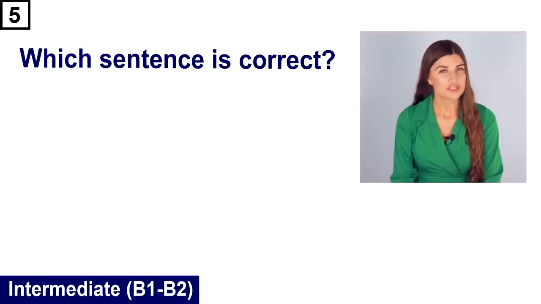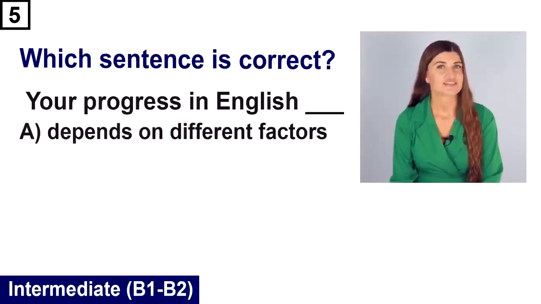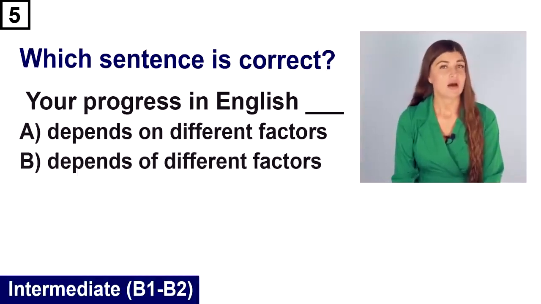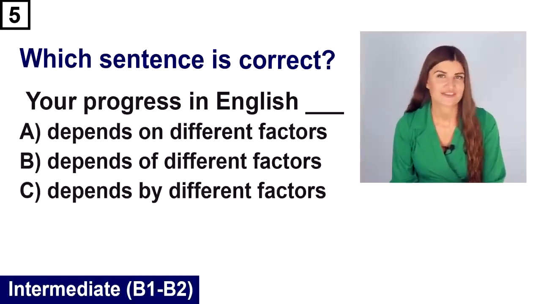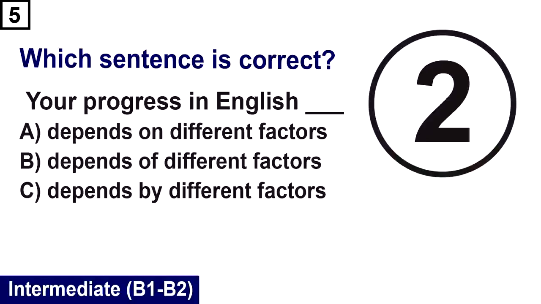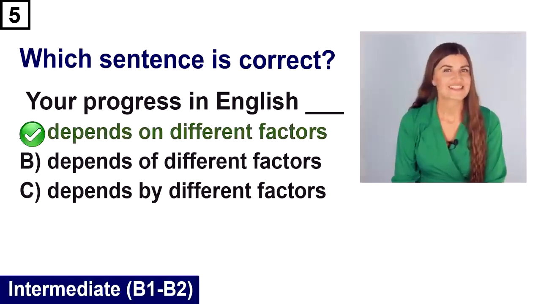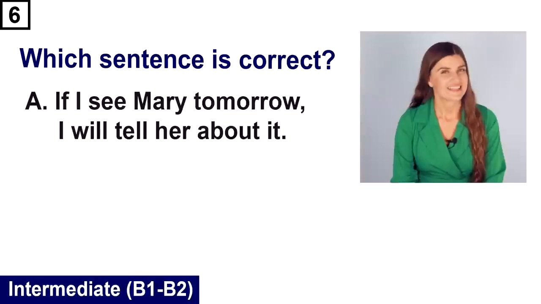The next one. Which one is correct? A. Your progress in English depends on different factors. B. Depends of different factors. C. Depends by different factors. The answer is A. Your progress in English depends on different factors. After the verb depend, we always use on. Depend on.